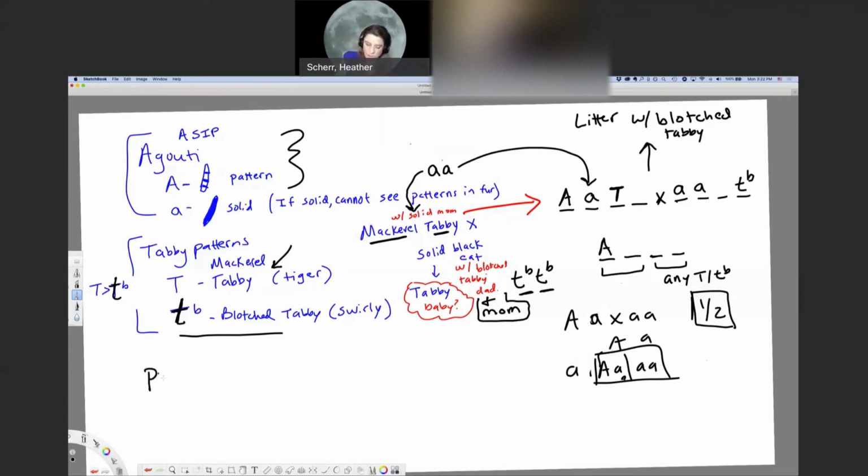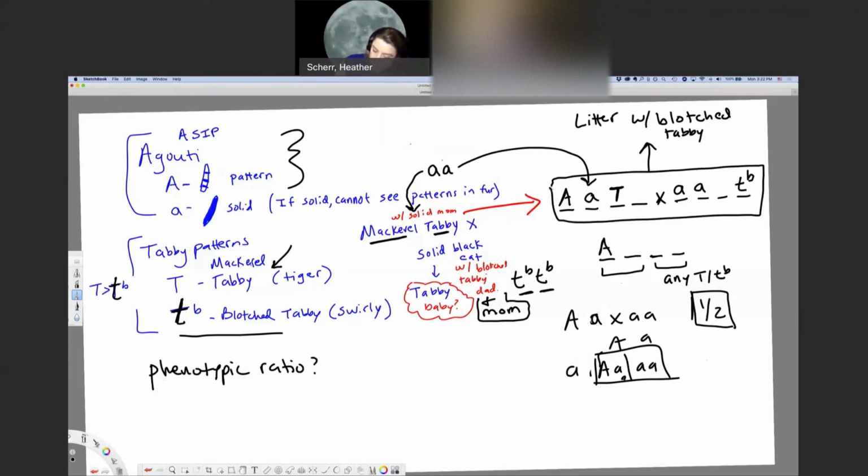So now I want to know what's the probability. Oh no, let's just do this. What is the phenotypic ratio from this cross here? Expected phenotypic ratio. Okay. And you said they were both blotched. Yeah. So this is the new information, and this is the new information.